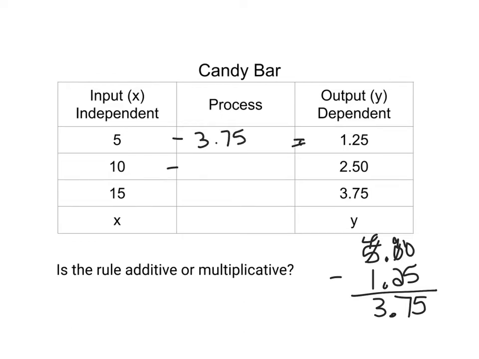But if I subtract 3.75 from 10, doesn't look right. Because 3 and 75 hundredths, it's almost 4. So 10 minus 4 is 6. So that doesn't look right. So that means this is not correct. So I'm going to go ahead and mark that wrong. So what I could do is I could go ahead and see if I could divide.